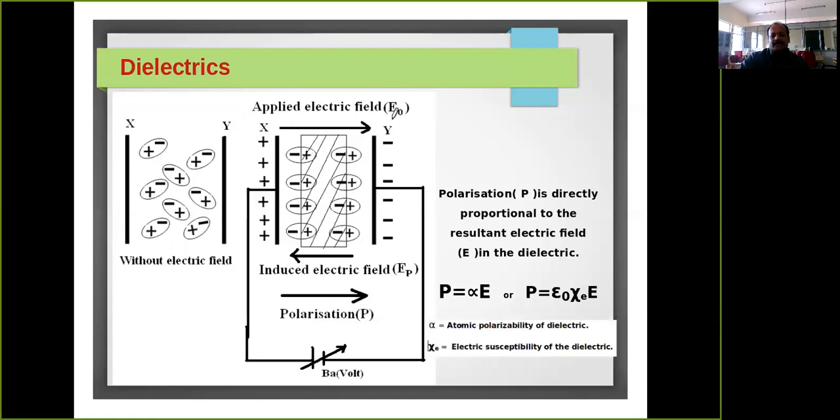How do we increase the applied electric field strength? If we increase the voltage across the battery, the applied electric field strength also increases. If the applied electric field strength increases, the resultant electric field E also increases. If the resultant electric field E increases, the polarization extent also increases. Therefore, polarization is directly proportional to the resultant electric field E inside the dielectric. So P is proportional to E. So P is equal to alpha into E, where alpha is called the atomic polarizability of the dielectric. This can also be written as P is equal to epsilon naught chi E into E, where chi E is the electrical susceptibility of the dielectric.